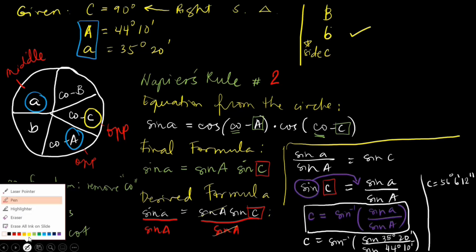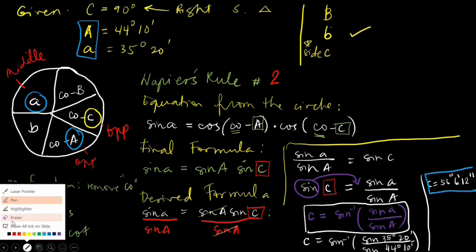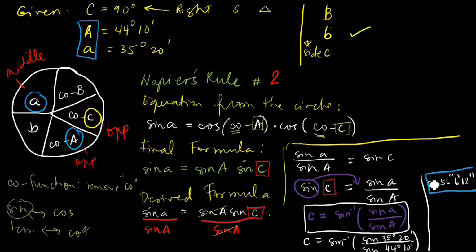Okay. So this is already the measure of side C. So side C is 56 degrees, 6 minutes, and 12 seconds. Okay. Next, you can already solve for angle B. Angle B. So let us remove the writings here.